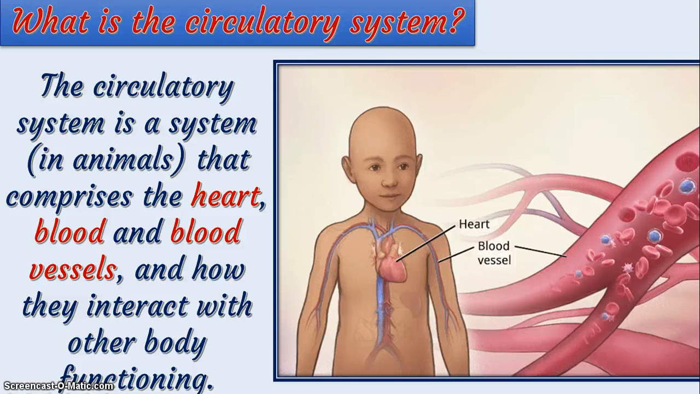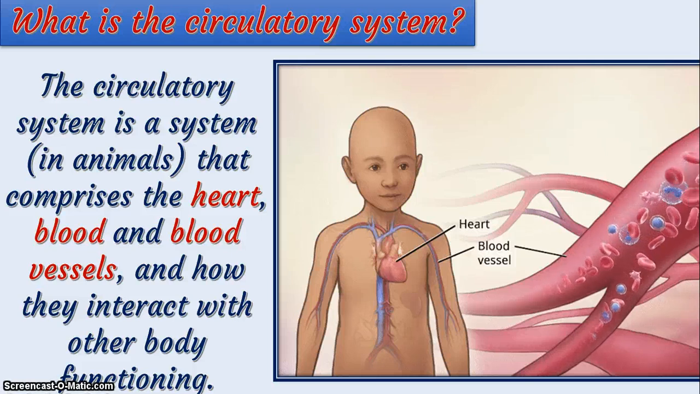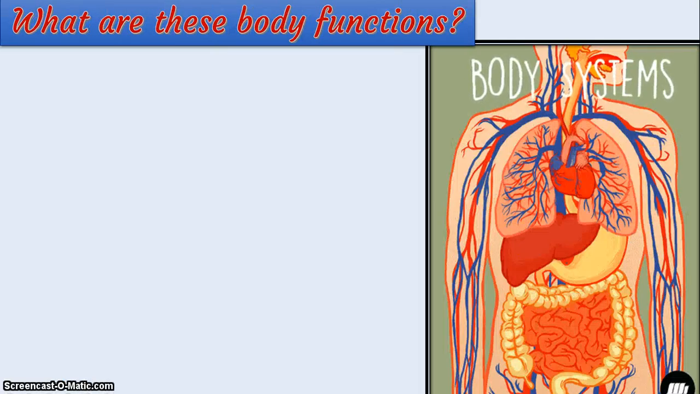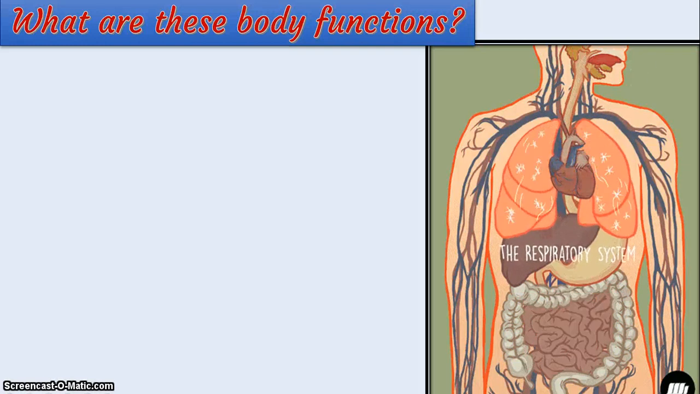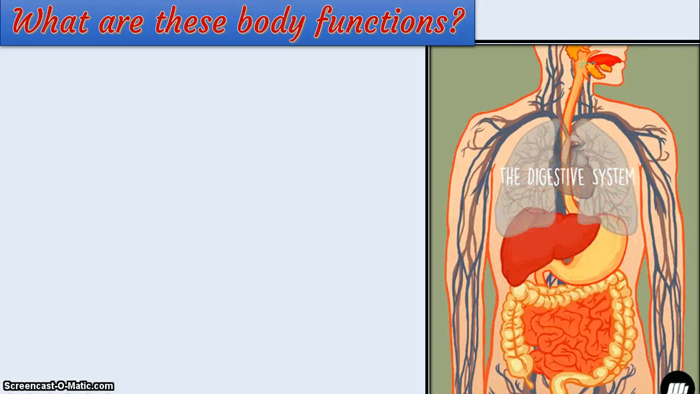And then the question is, what are these other body functioning? But before we go there, remember again the definition. The circulatory system is a system in animals that comprises the heart, the blood, and the blood vessels, and how they interact with other body functioning. So let's get to meet this body functioning. Very simple. You eat, right? Beautiful. You respire, that is you breathe, right? Beautiful. Occasionally you go urinate, you sweat. These are all coordinated. Take it very seriously. They have a connection with the heart, with the circulatory system.